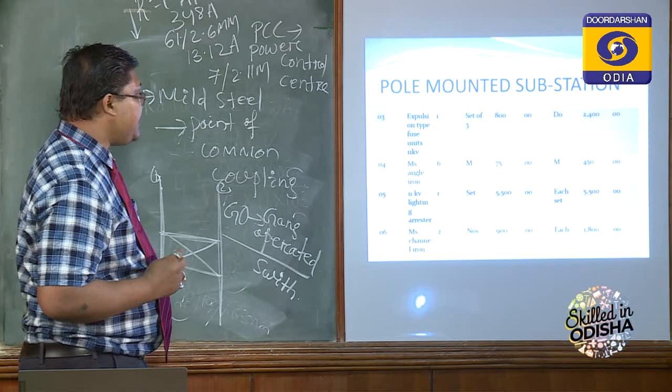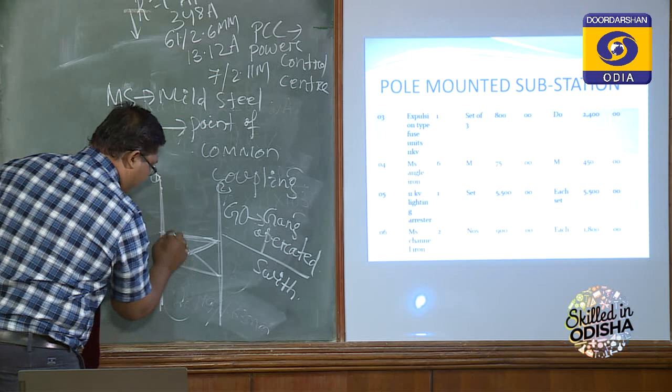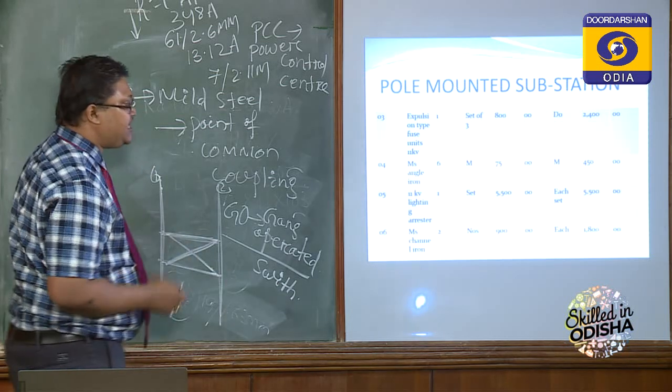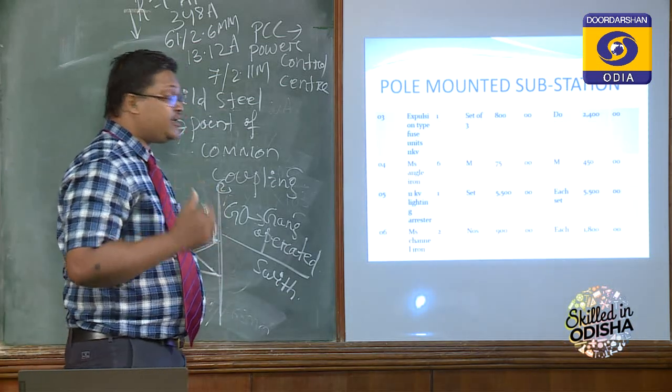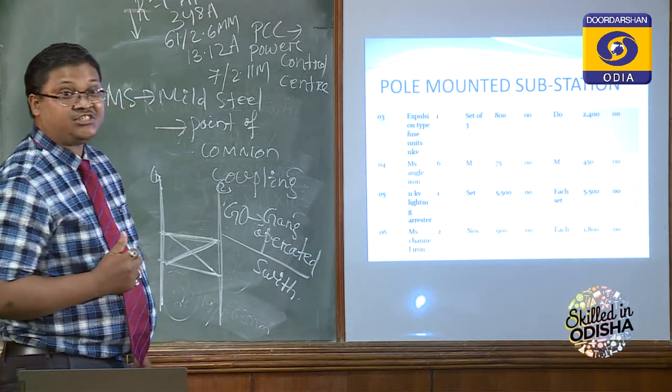Next, 11 kV lightning arrestor. Lightning arrestors are required to provide protection against lightning. One set must be required for pole mounted substation, and one set will cost 5,500. Next is MS channel, 2 numbers. One MS channel is 900, so we require 2 numbers, and the total cost is 1,800.